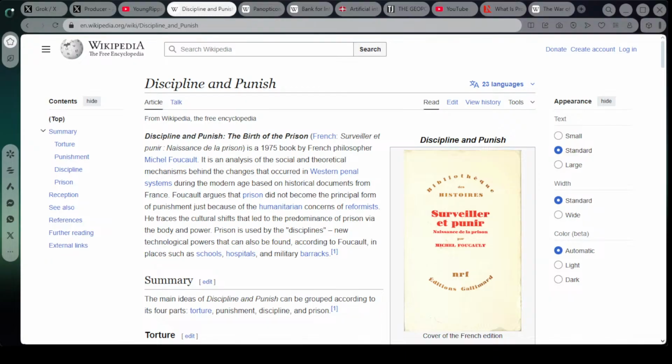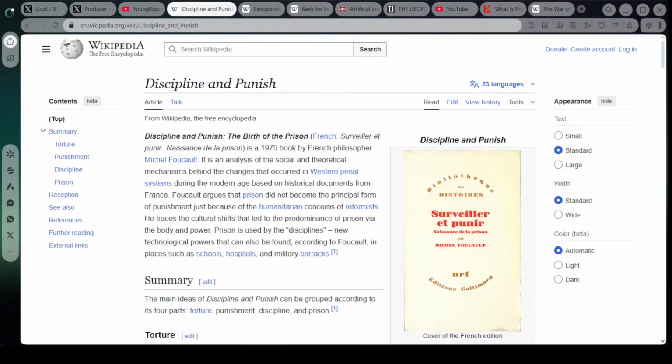All right. So, we're going to get into this Discipline and Punish book, and even more specifically, we're going to look into what the concept of a panopticon is. And we can ask the question of whether we are living in a panopticon right now.